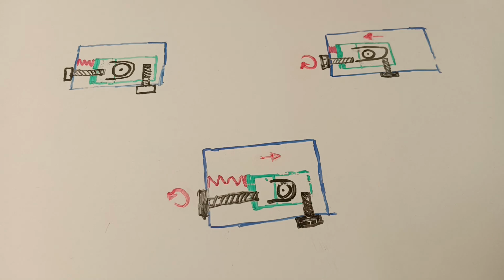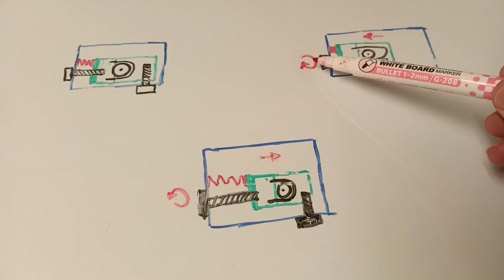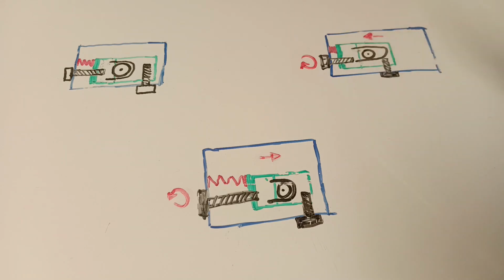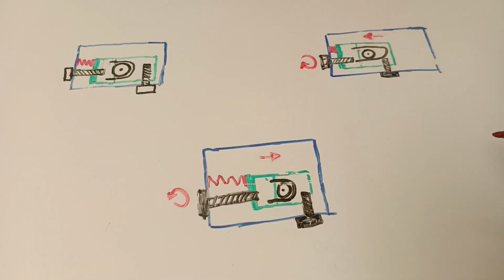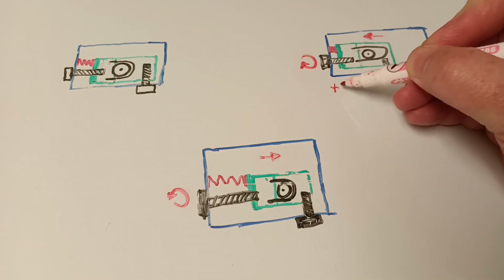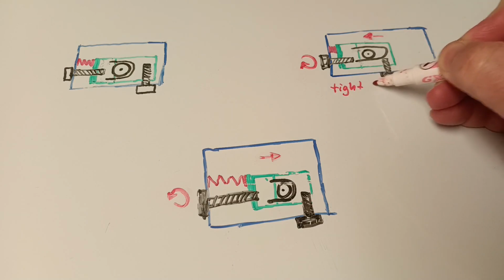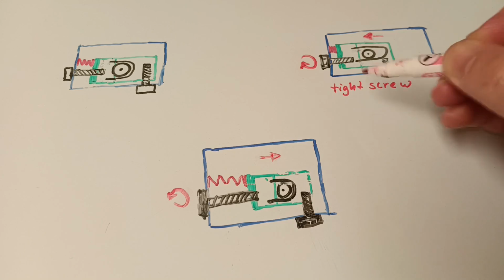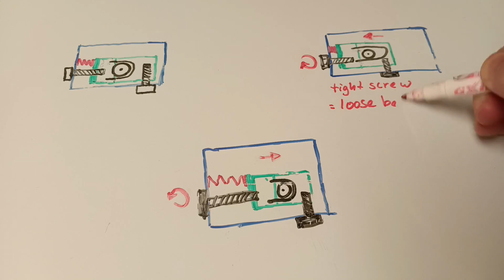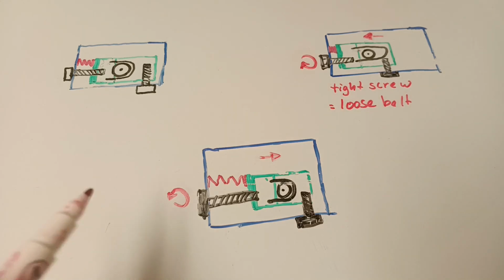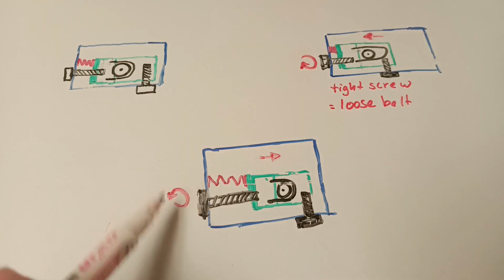Now there comes the kind of counterintuitive part. If you tighten this adjustment screw clockwise, you suck this green block backwards and therefore make the belt more sloppy. But you put more pressure on the spring. Well, if you tighten it, it moves that way. So that means tight screw equals loose belt.